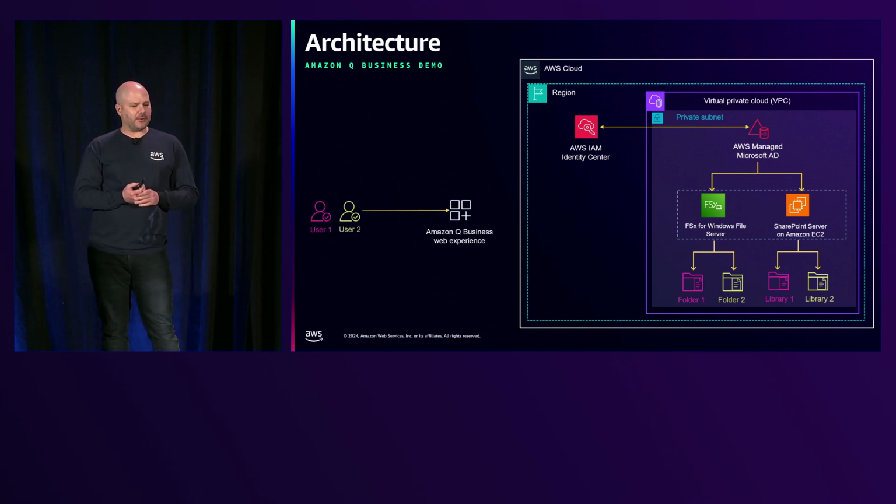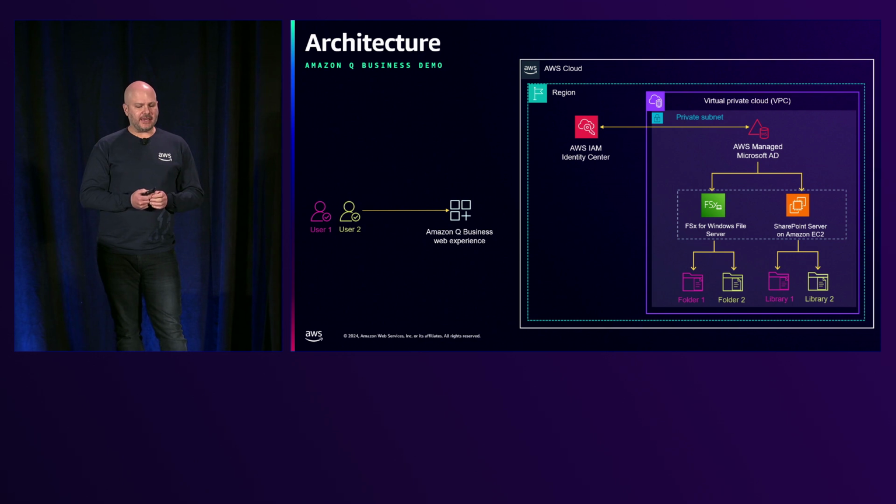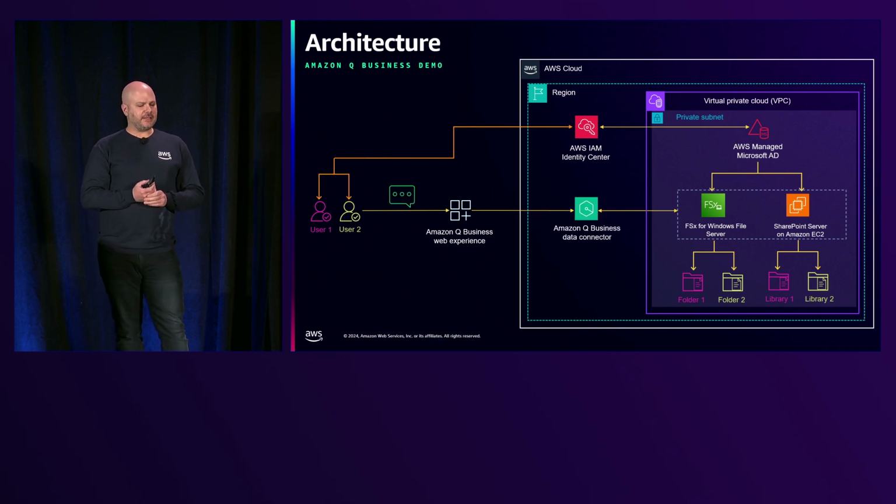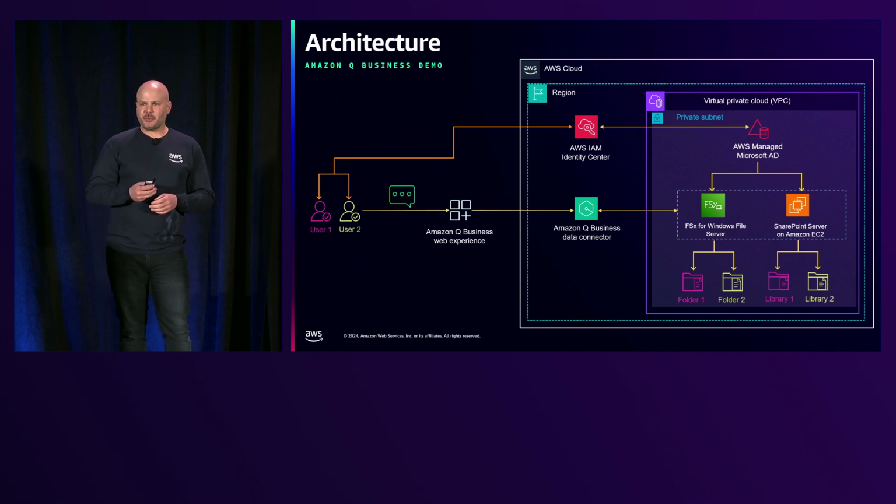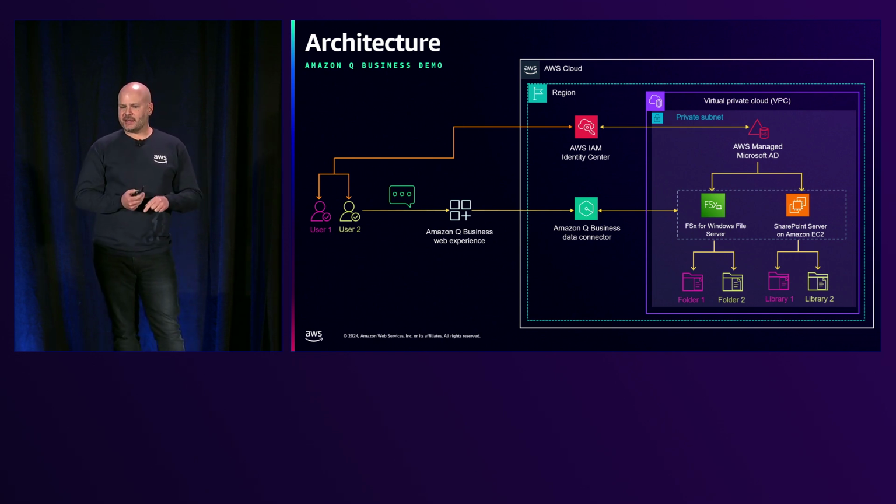Our users are going to browse to the Amazon QBusiness Web Experience URL and authenticate against AWS IAM Identity Center using their credentials from AWS Managed Microsoft AD. Once connected, they'll be able to ask QBusiness questions and get results from both FSx for Windows File Server and SharePoint Server, because both of those data connectors have been configured within the same Amazon QBusiness application.